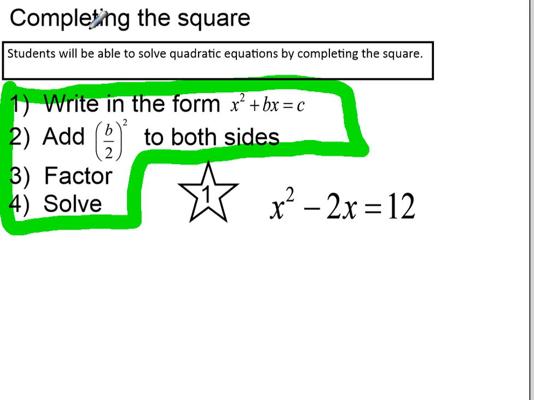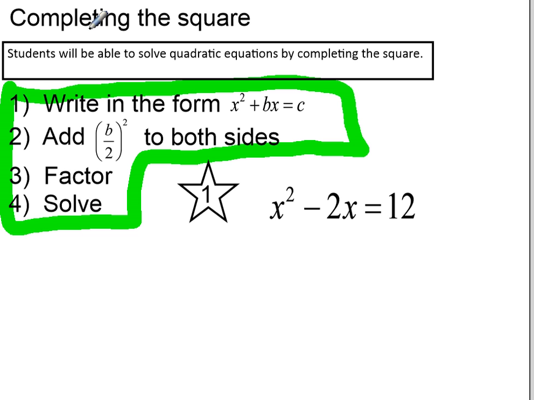So that means that your x squared and your x term have to be on the left-hand side of the equal sign, and your constant term should be on the right-hand side of the equal sign. For my problem number 1, it's already set up that way. I don't have to do anything.